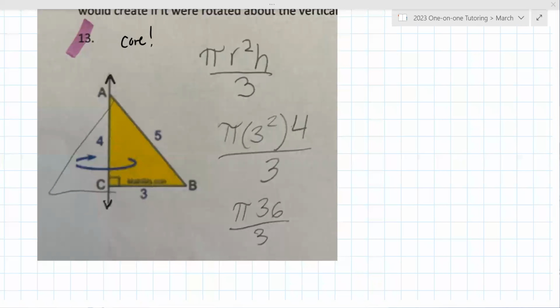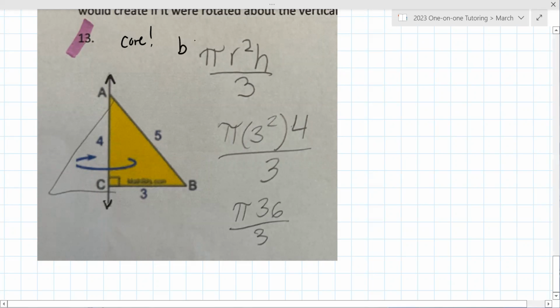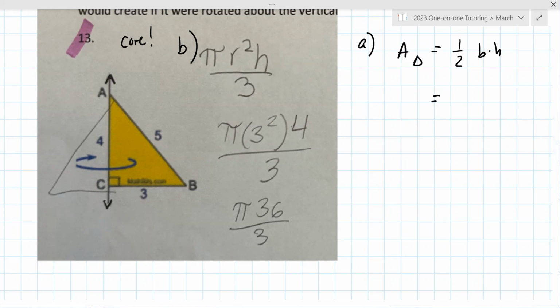Let me see here. Find the area. Okay, so here I'm looking at the instructions now. All of this that you did is part B. Oh my gosh, part A is to find the area of the triangle. Yeah, 1/2 base times height. So one of the things I sometimes tell students to do is underline or box in each of the parts to know that you've done it correctly.